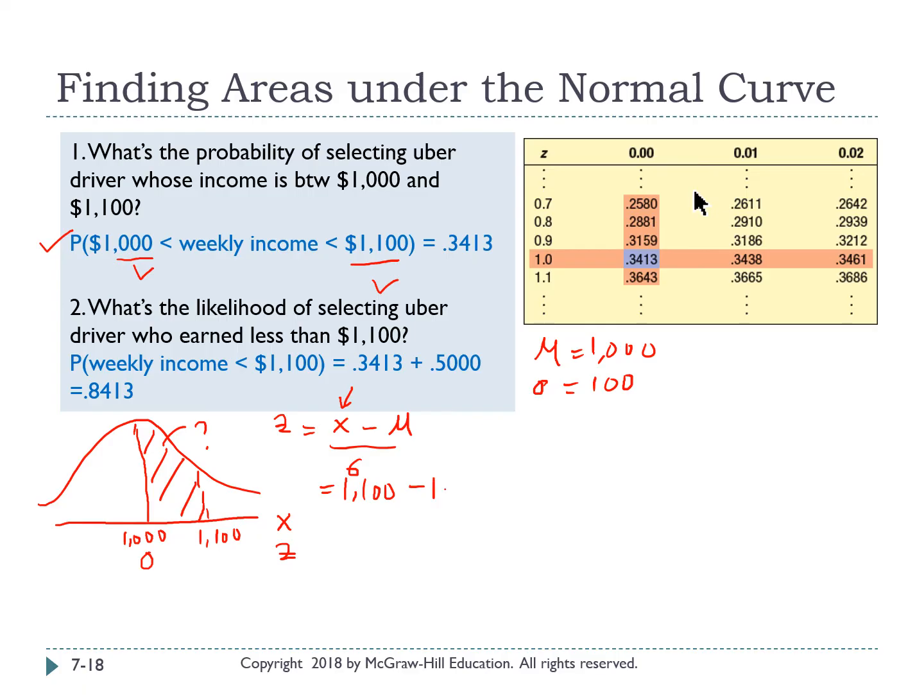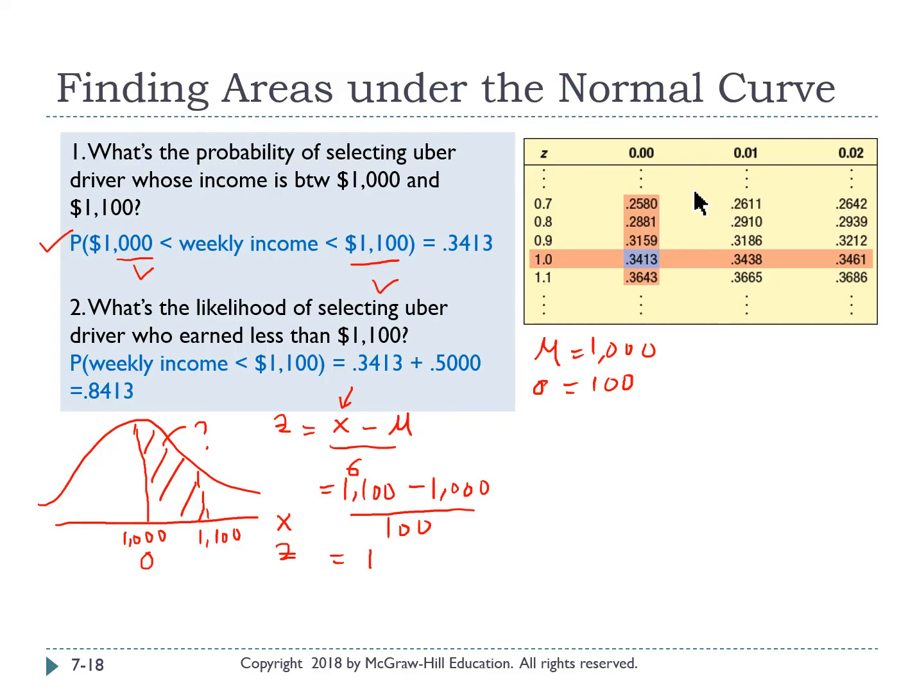What is your mu? 1000 over, what is your sigma? 100. So this will give you the value of 1. Okay, so your z is equal to 1. Basically, this is not your probability. This is not your final answer. This is not even your area under the curve. So how to convert z equals 1 into your probability?